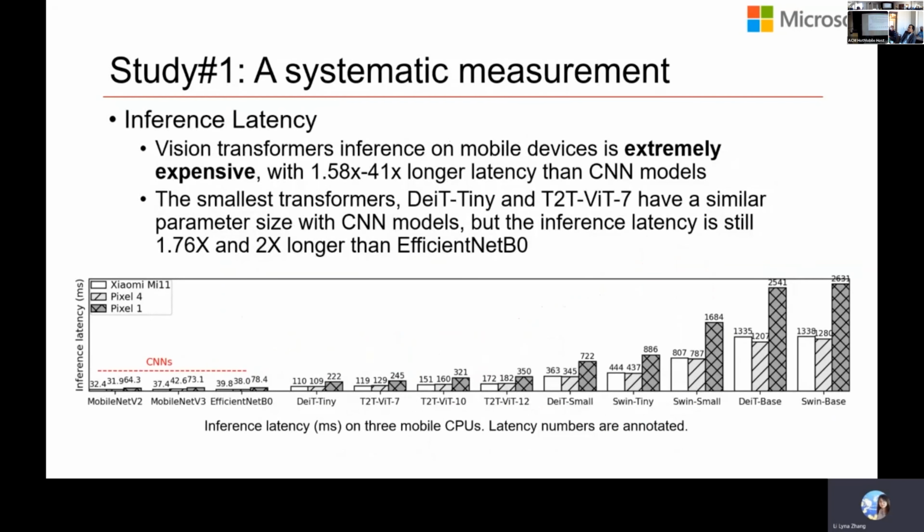But for inference latency, which is a crucial metric in deployment, there is a large gap between CNN models and the vision transformers. This figure shows the inference latency on 3 different CPUs. From these latency numbers, we can see that vision transformer inference on mobile devices is extremely expensive, with 1.6 times to 41 times longer latency than CNN models. Even for the smallest transformers, the tiny and T2T-ViT-7, which have a similar model parameter size to CNN models, the inference latency is still 1.8 times and 2 times longer than MobileNet on Pixel 4.